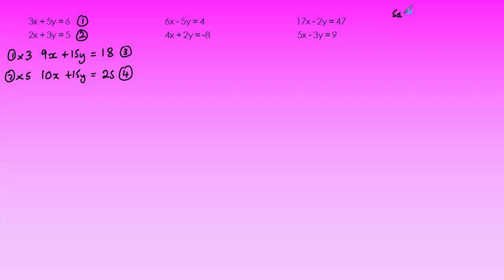Now remember, same subtract, different add. So 15y's, it's the y's that we have the same number of, and the signs are the same, and that means signs are the same on the letter we have the same number of, so we subtract.